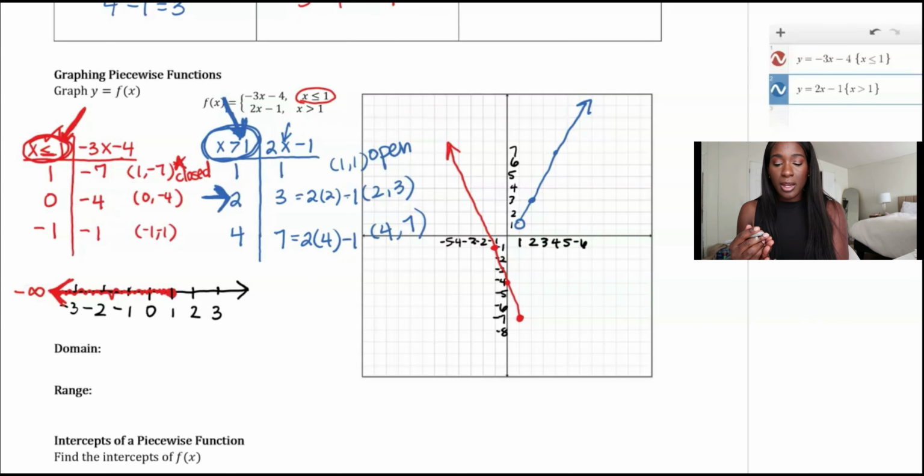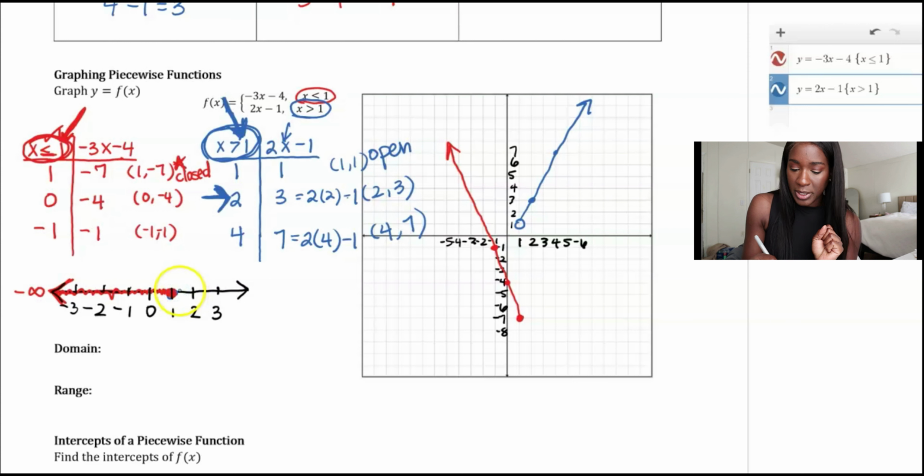The second inequality says x is greater than 1. So it doesn't include 1, which is fine. It was included in the first piece. And it takes all the numbers that are bigger than 1. So everything off to the right of 1, all the way off to positive infinity.